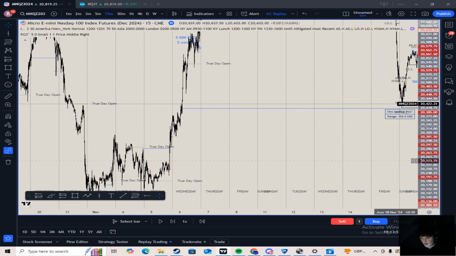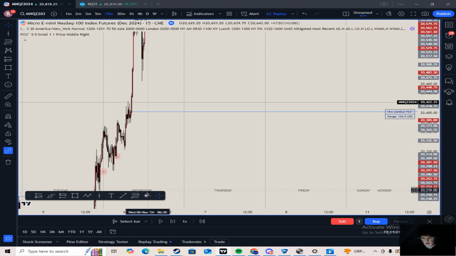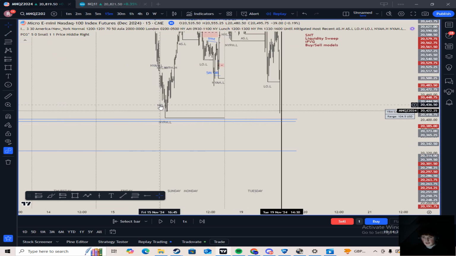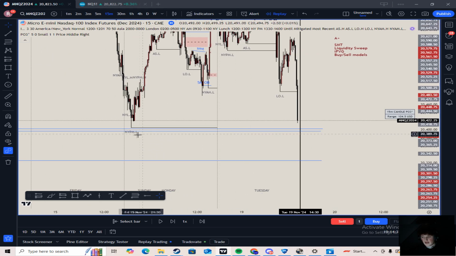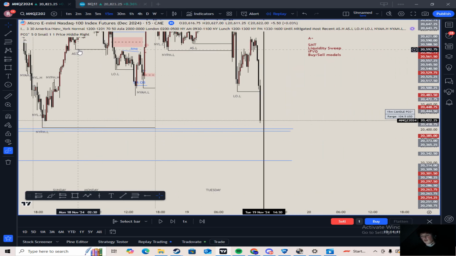What we also want to mark out is any existing order blocks. You can see we've got an order block right there, and we've got an order block right here. What you're looking for is for the market to sweep and then for you to get a turtle soup and a reaction off any of these order blocks. We're looking for it to get respected so we could go to the upside before market open.